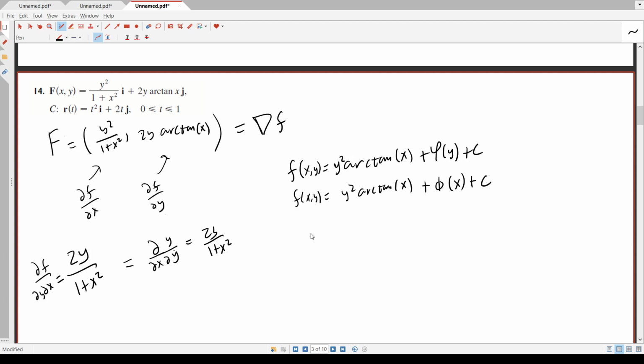Okay, so now I can write my function. First, I choose the terms that are in both of them, right? So that's going to be this thing right here. So this is y squared arctan of x. And then I look for any functions that involve only x. So I look in this top one, and there's no functions that involve only x. Okay, so basically I'm done. And in the bottom, there's no functions that involve only y plus c.